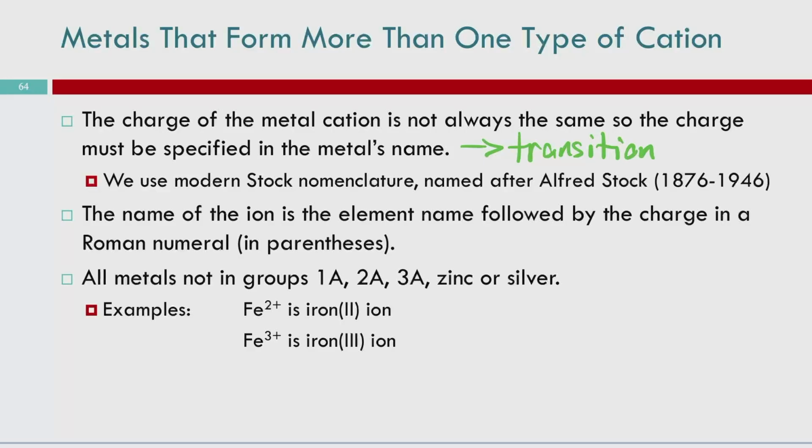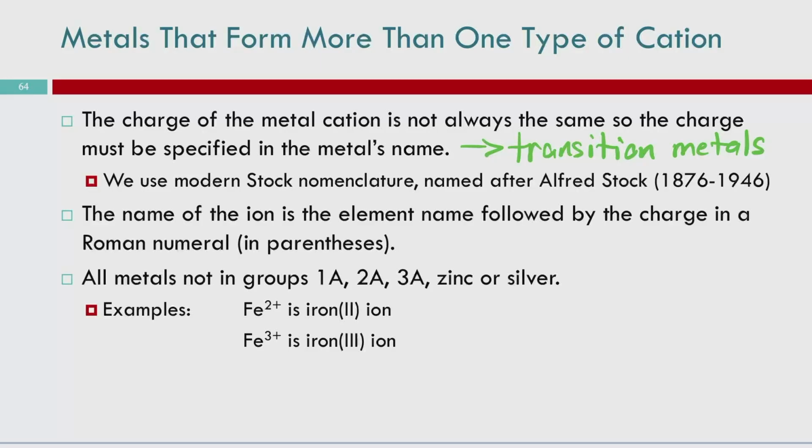So our transition metals, but not zinc and silver. Those can form multiple charge possibilities. It's a great time to be alive for learning this nomenclature. Thank you, Alfred Stock. So we use the modern Stock nomenclature. I'm going to talk about the other nomenclature, which is awful. So the name of the ion is the element name, followed by the charge in Roman numerals in parentheses.